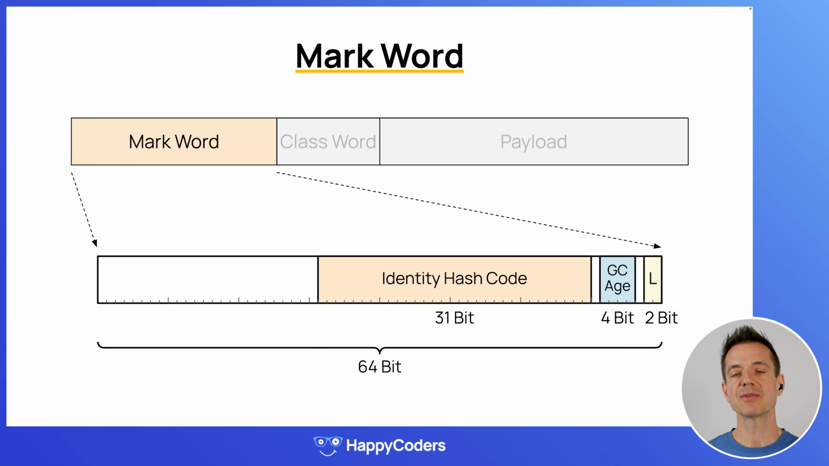At the end here we have 2 lock bits, which we'll get to in a moment. Bit number 7 was used by the concurrent mark sweep garbage collector, which was removed in Java 17. And bit number 2 was for biased locking, which was removed in Java 19. And up front here we have another 25 unused bits.